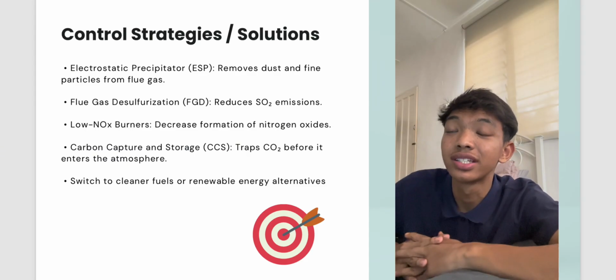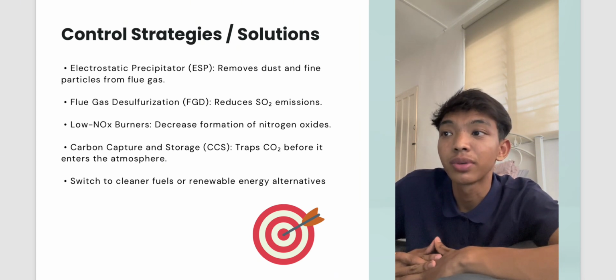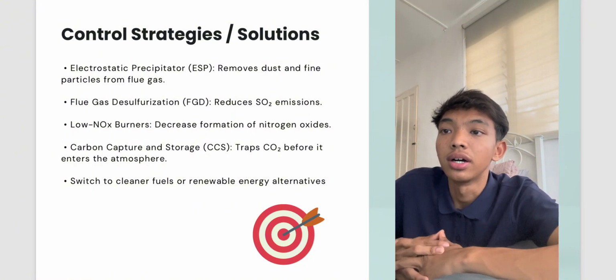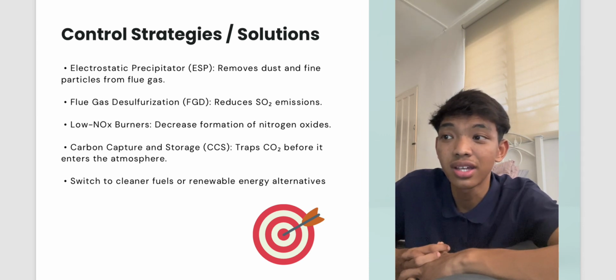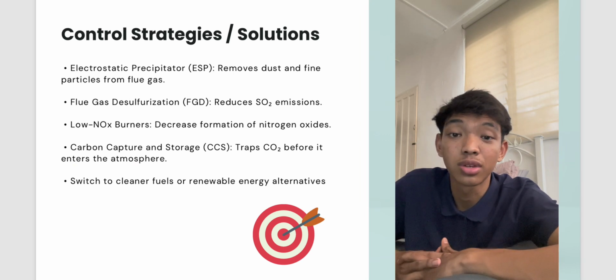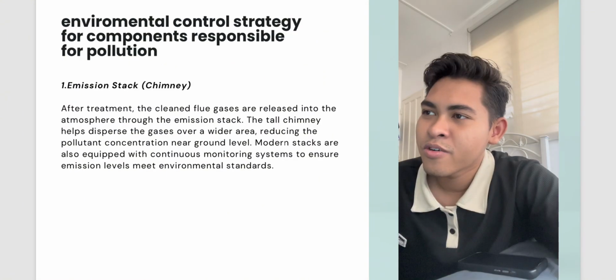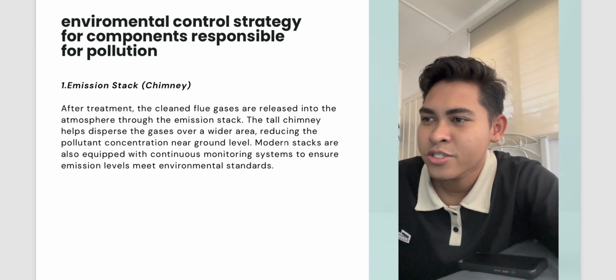So, control strategies and solutions. ESP removes dust and fine particles from flue gas. FGD reduces SO2 emission. Low NOx burners decrease formation of nitrogen oxide. CCS traps CO2 before it enters the atmosphere. Switch to cleaner fuels or renewable energy alternatives. Now we go to environmental control strategy for components responsible for pollution.